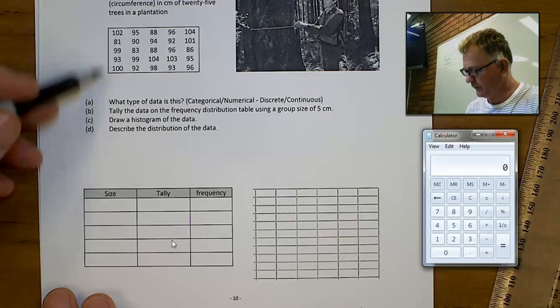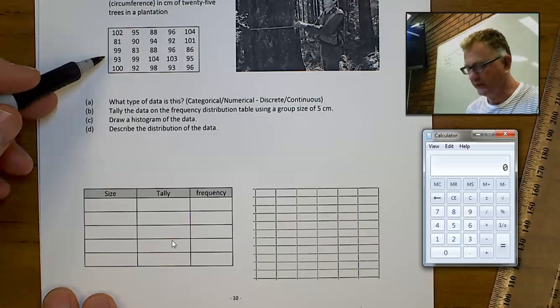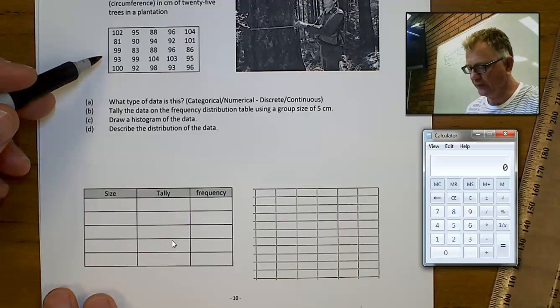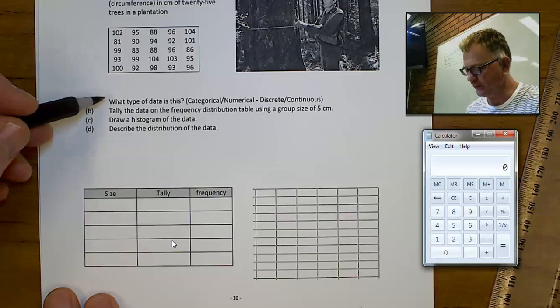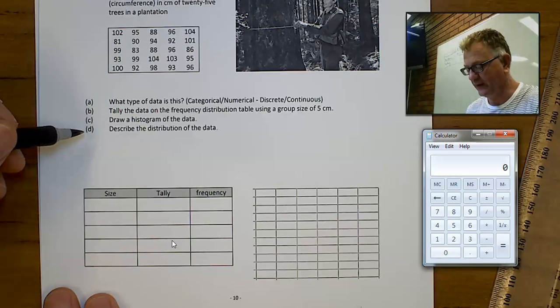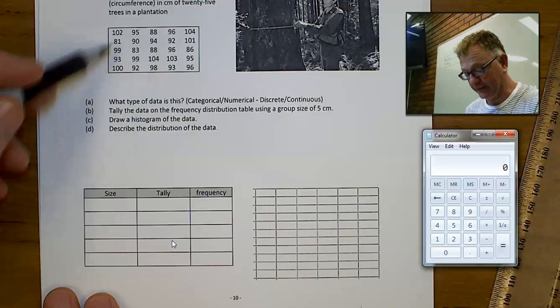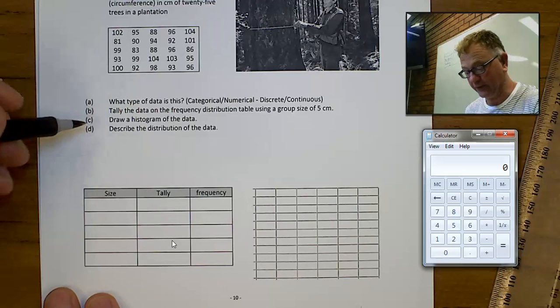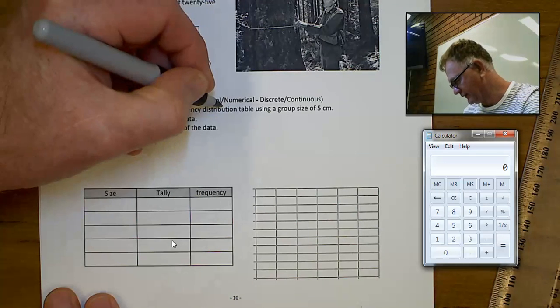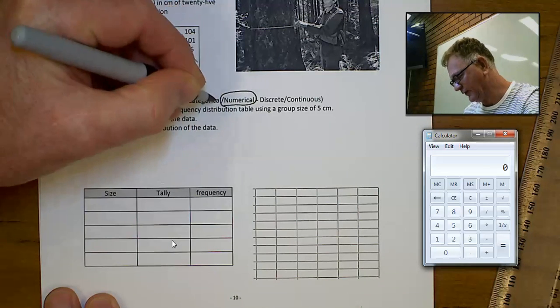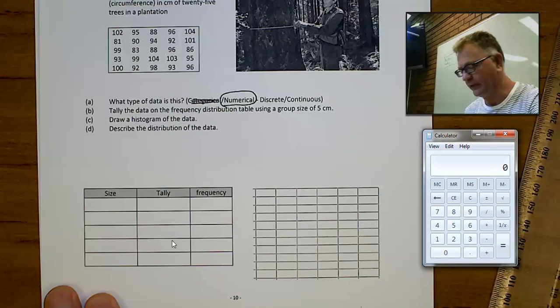questions. What we've got is a forester who's measuring the circumference or girth of 25 trees in a plantation. These are his results. We're asked what type of data it is. Well, the results he's got are numbers, so it's obviously numerical data.